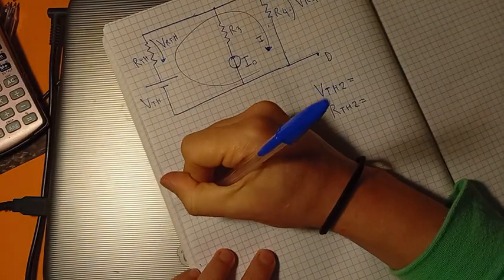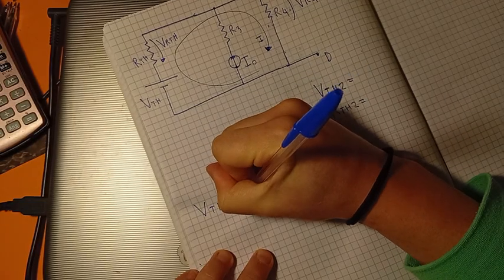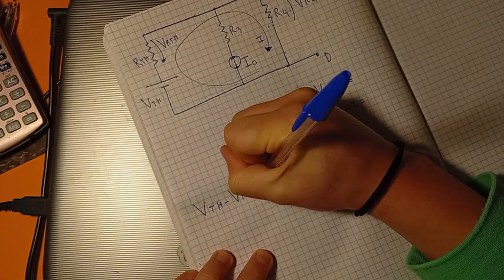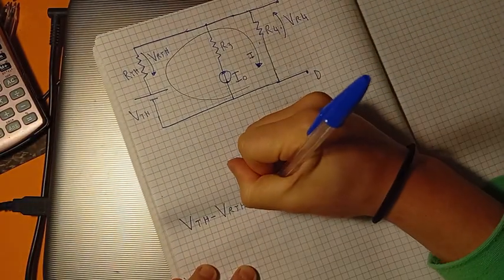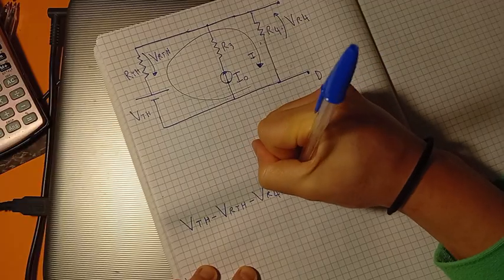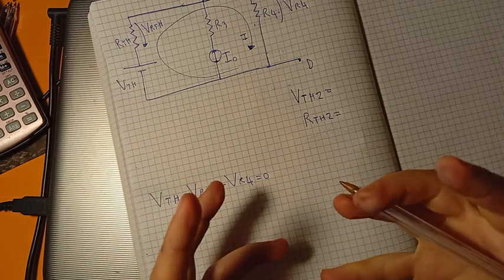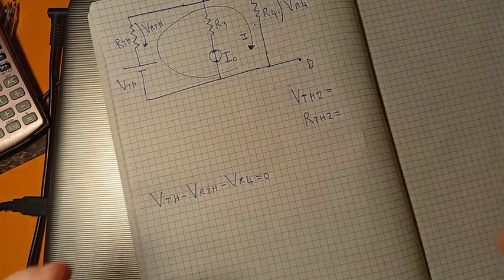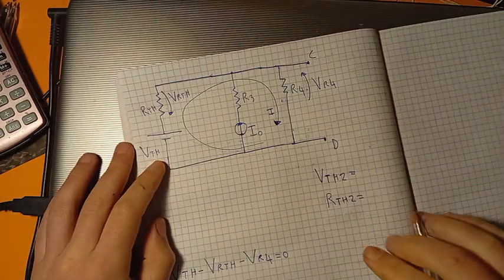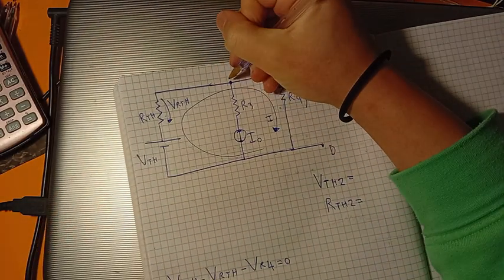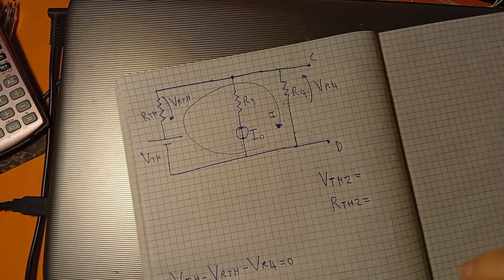The Kirchhoff equation is VTH minus VRTH and minus VR4, all of this equal to 0, because the algebraic sum of all the voltages in a mesh, in a closed loop circuit, is always equal to 0, okay? But this time I also have to write another thing. I also have to write the equation of nodes.